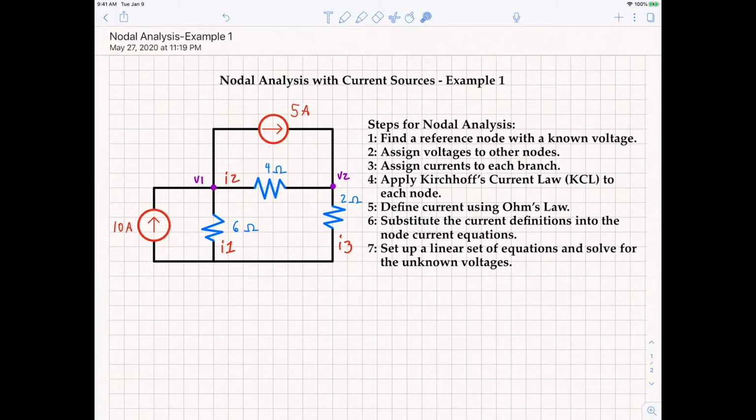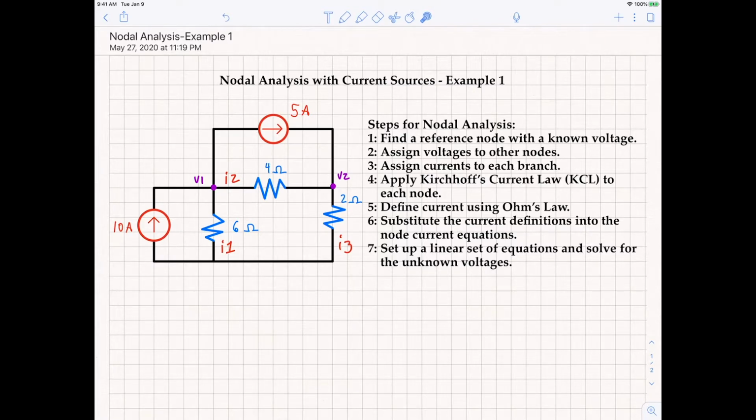Remember, here are the steps. Step 1. Find a reference node with a known voltage. Step 2. Assign voltages to other nodes. Step 3. Assign currents to each branch. Step 4. Apply Kirchhoff's current law to each node. Step 5. Define current using Ohm's law. Step 6. Substitute the current definitions into the node current equations. And Step 7. Set up a linear set of equations and solve for the unknown voltages.